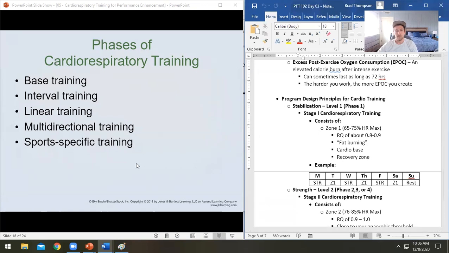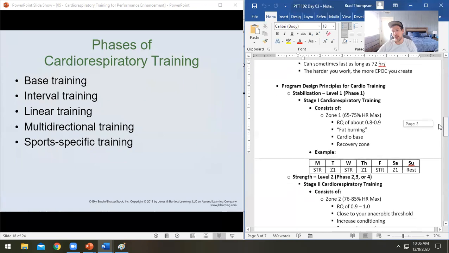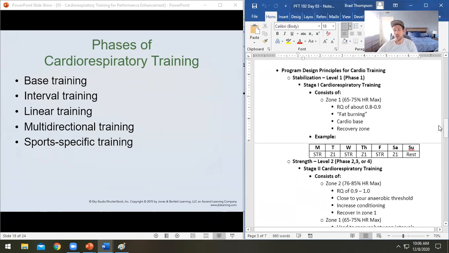Now, so that's all of our anatomy and physiology. When it comes to writing a cardio program, it's a little bit of a different perspective with athletes. But you're going to start with your base training.